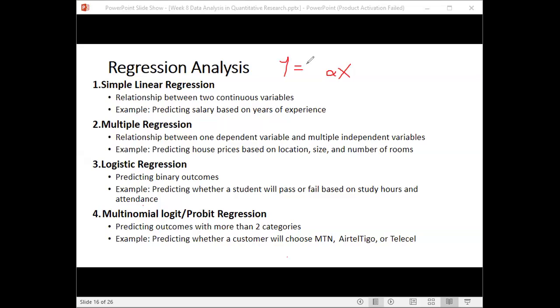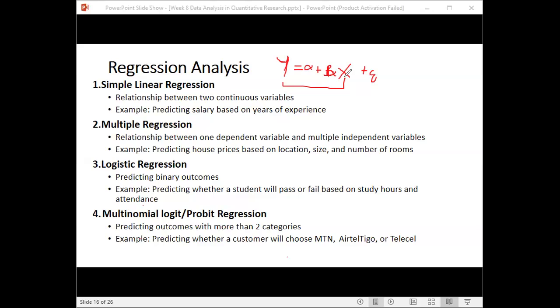And then we can also have, let me put here, alpha plus beta x plus what we call the error term, right? So if you have two variables, you want to find the relationship that exists between these two variables. That's why normally when you are bringing out a topic, we ask you to make sure that there are two variables that are related. One is affecting the other.